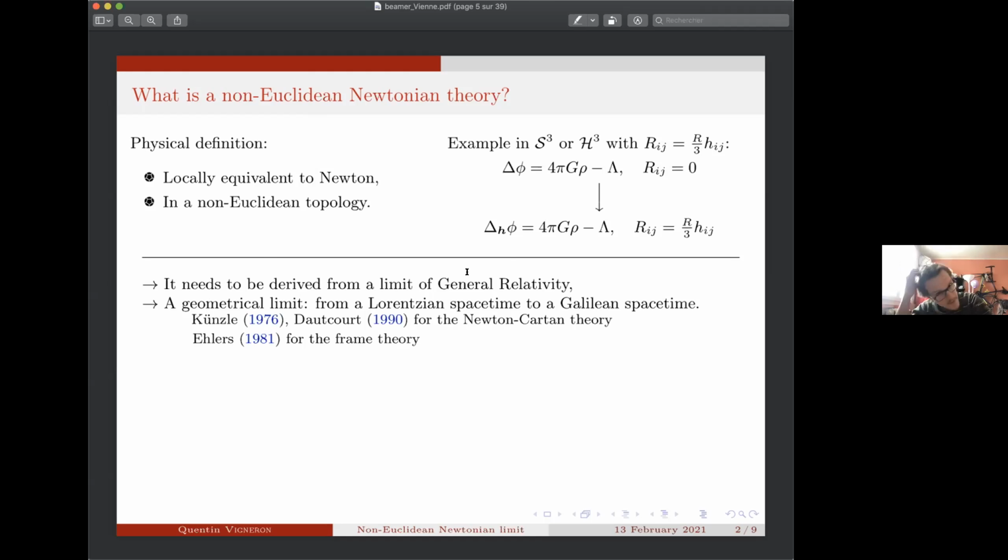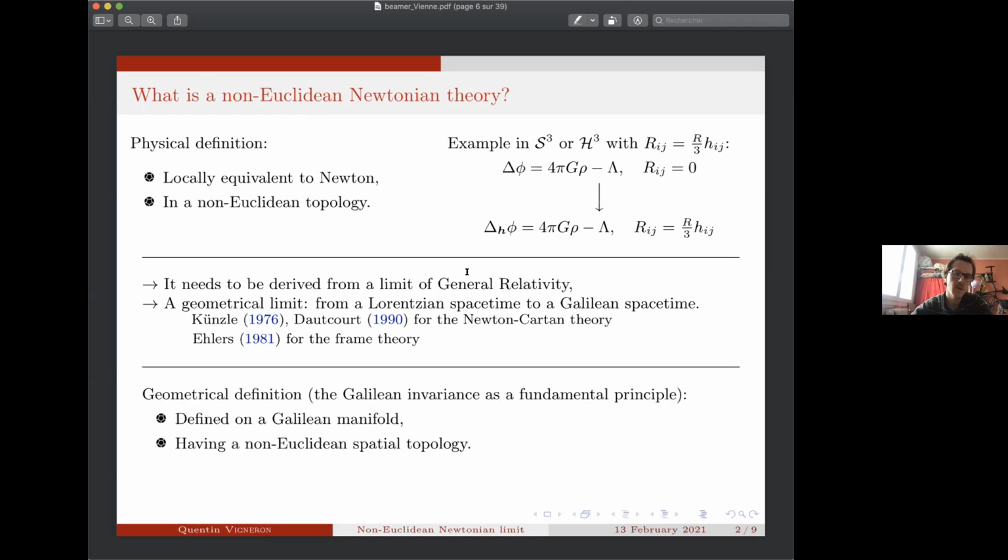So from this choice of limit that we want to adapt, we can refine the definition I gave for a non-Euclidean Newtonian theory to be a theory having non-Euclidean spatial topology and defined on a Galilean manifold. In this sense, the Galilean invariance is taken as a fundamental principle of Newton's theories, whatever the topology we consider.